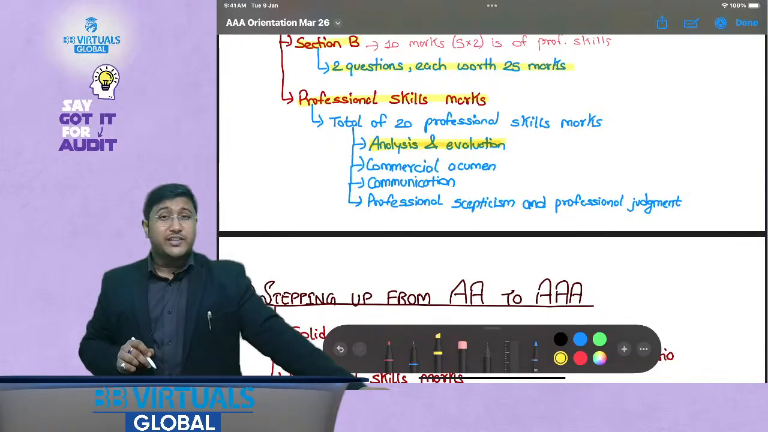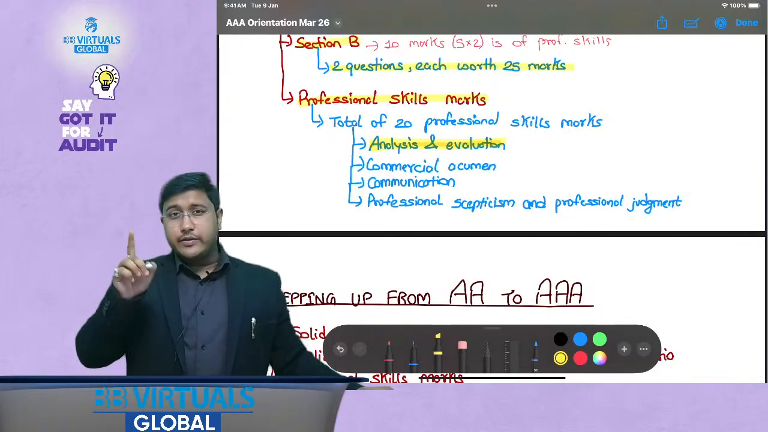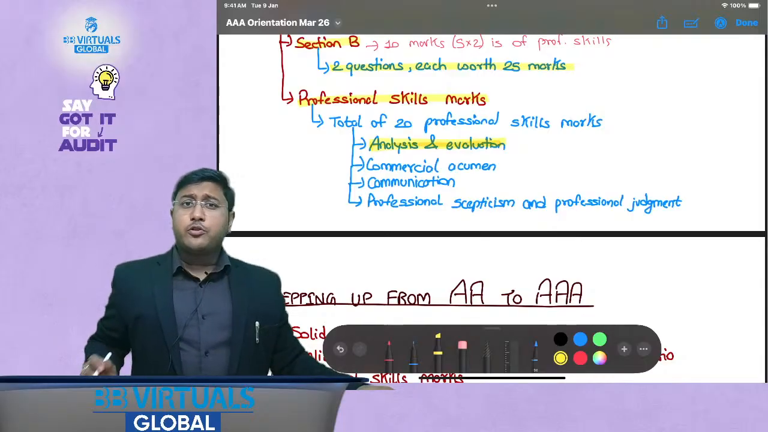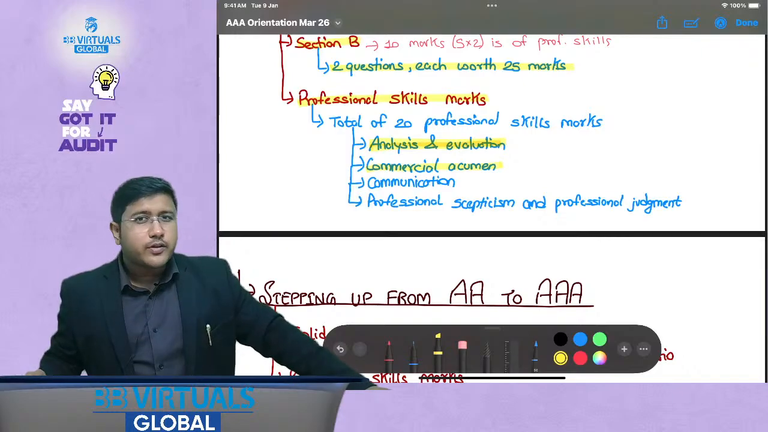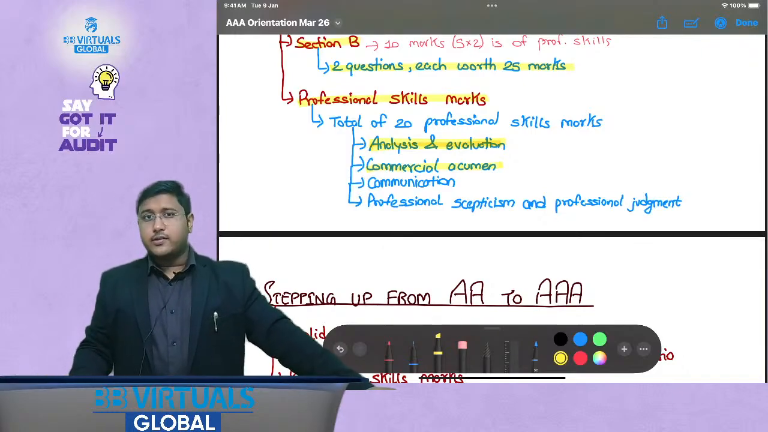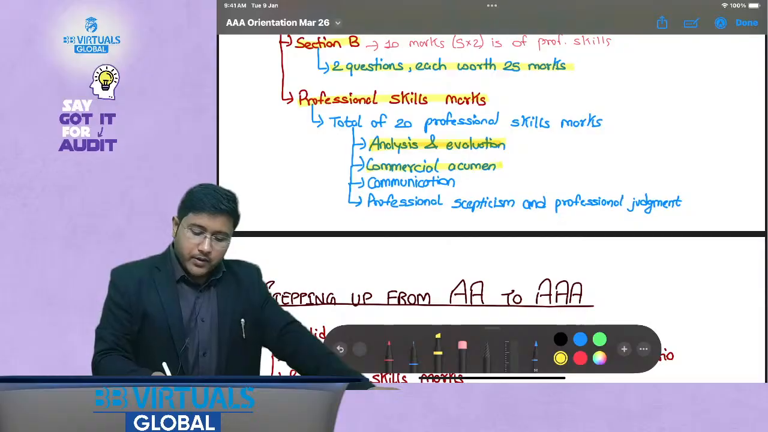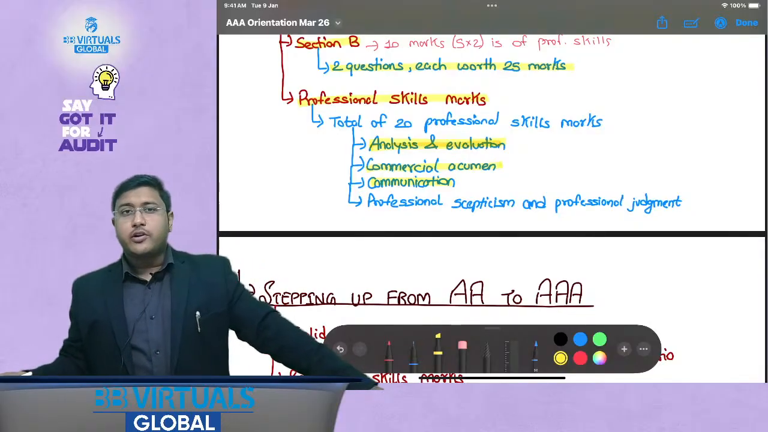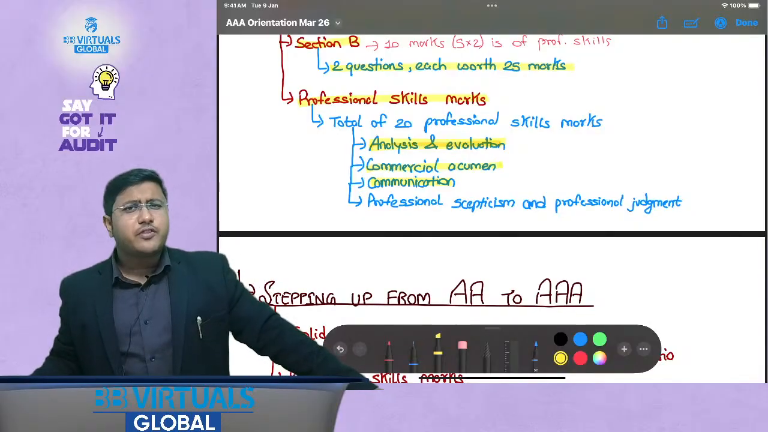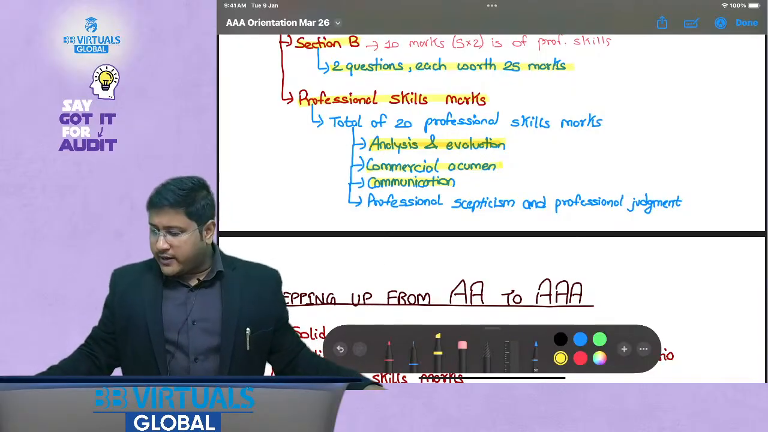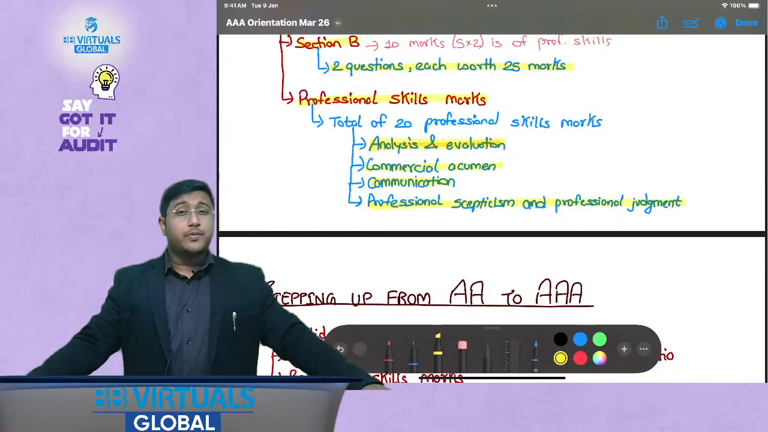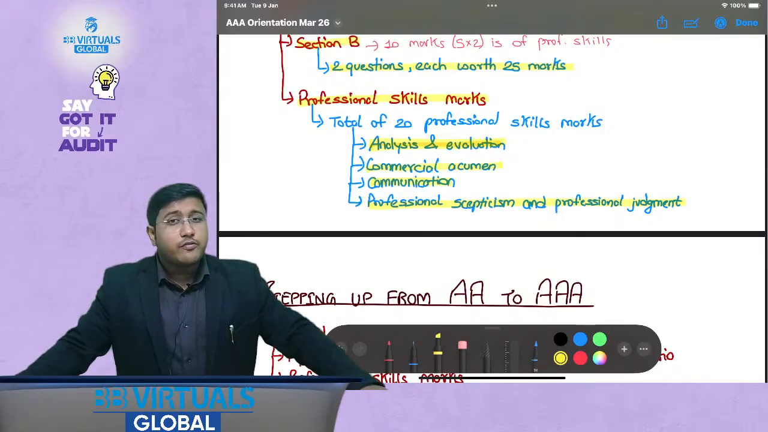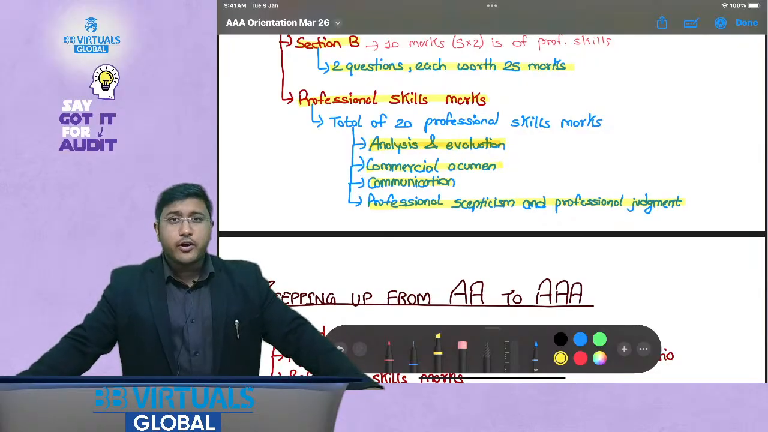Analysis and evaluation, that is, whether you have analyzed the data given as part of the questions appropriately or not, whether you have evaluated all the scenarios or not. Commercial acumen: whatever responses you have given, whether they are making commercial business sense or not. Communication: whether you have articulated and presented your ideas in your answers appropriately and with clarity or not. And then professional skepticism and professional judgment: whether you have raised the right questions or not, and whether you have taken appropriate and rationalized judgments or not.